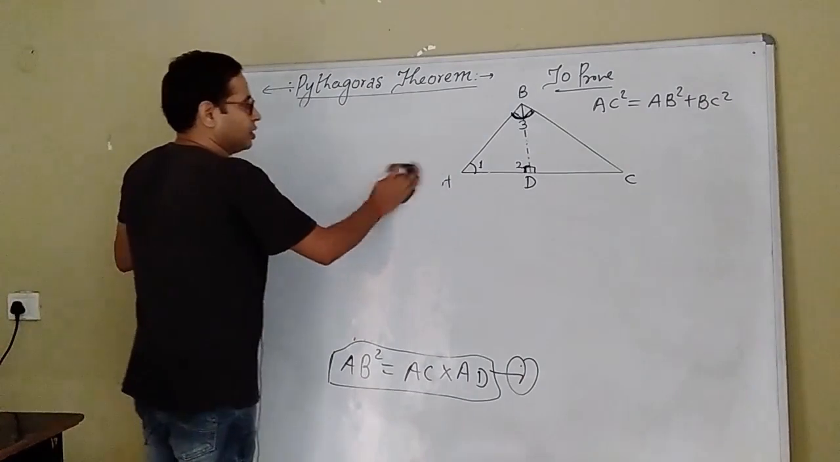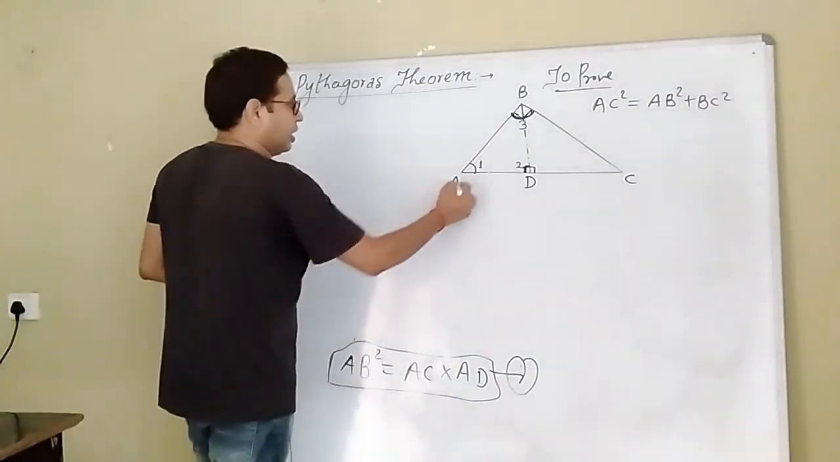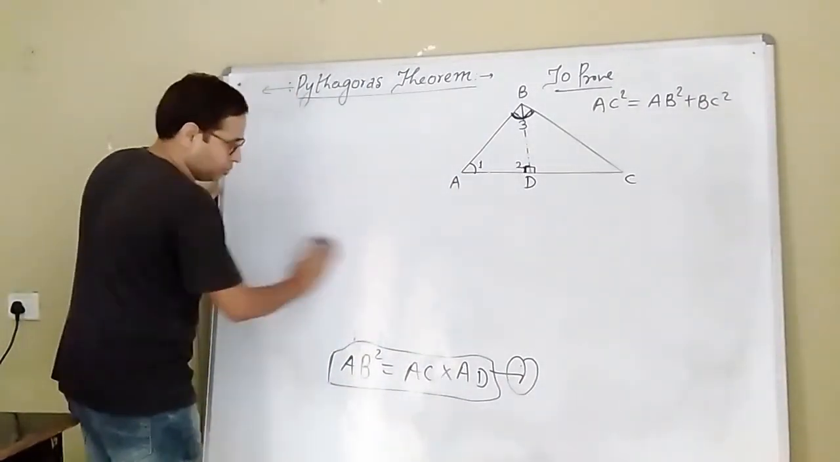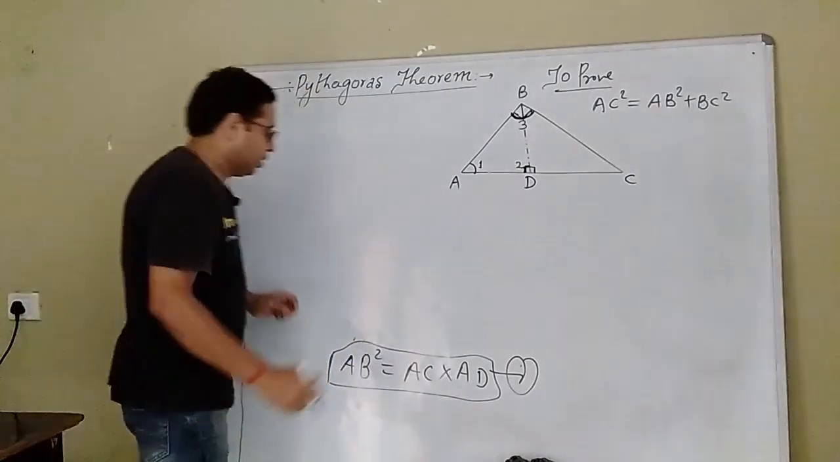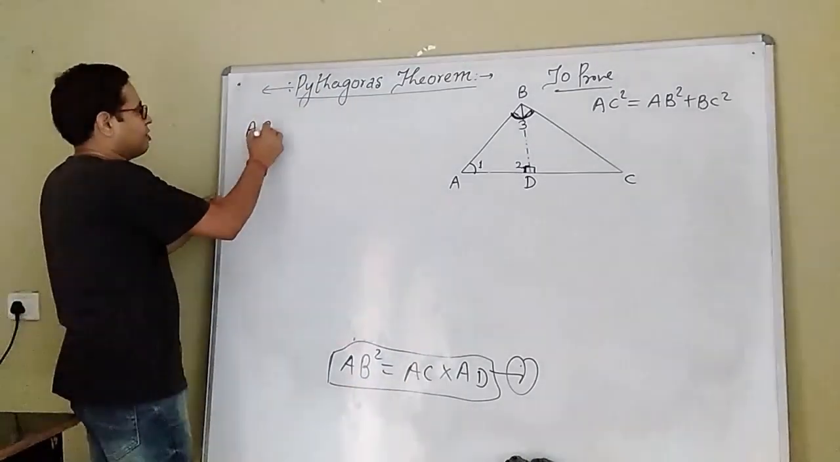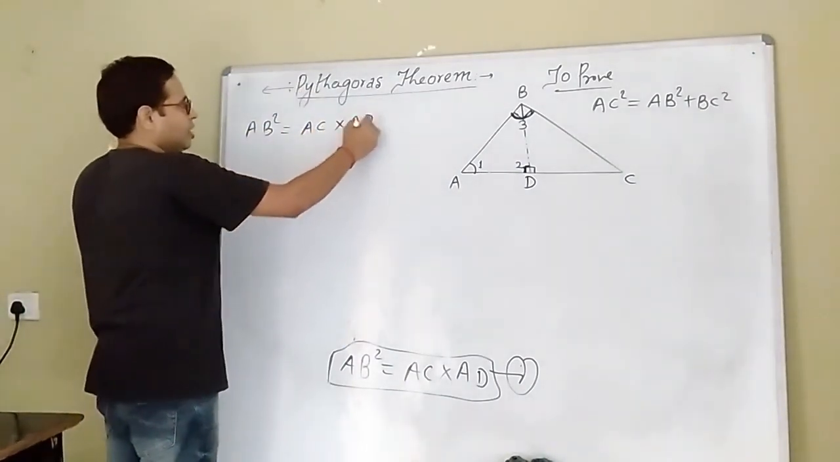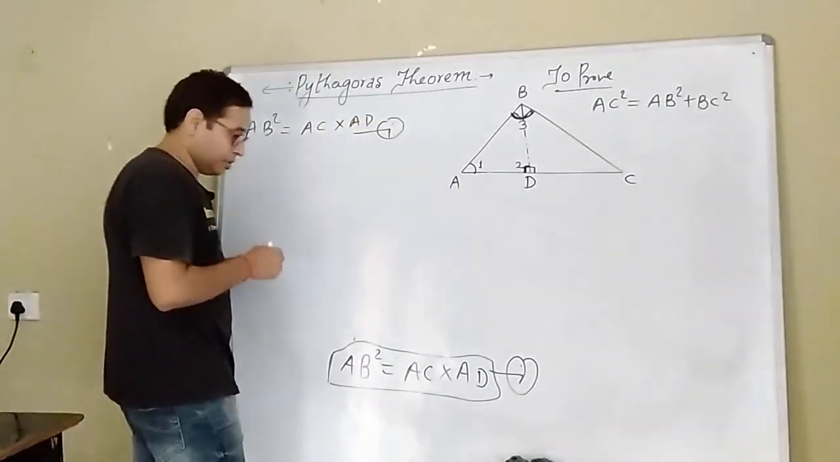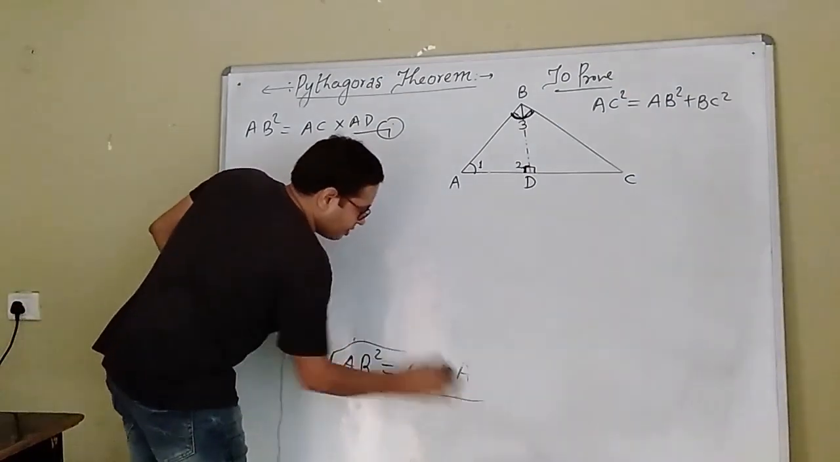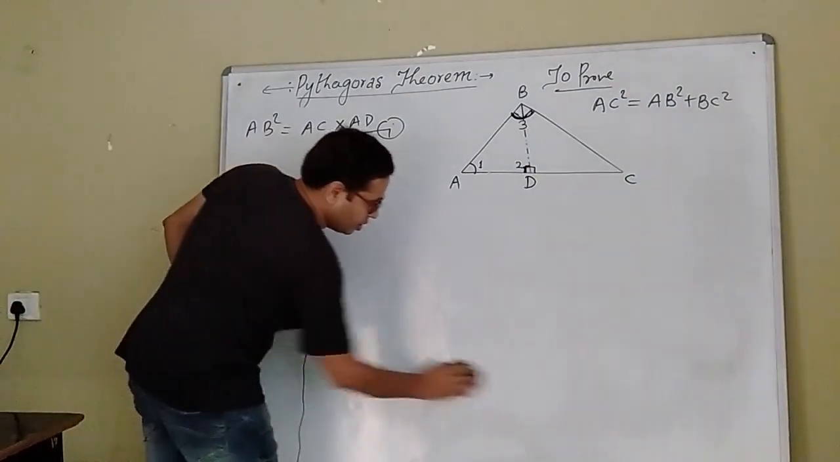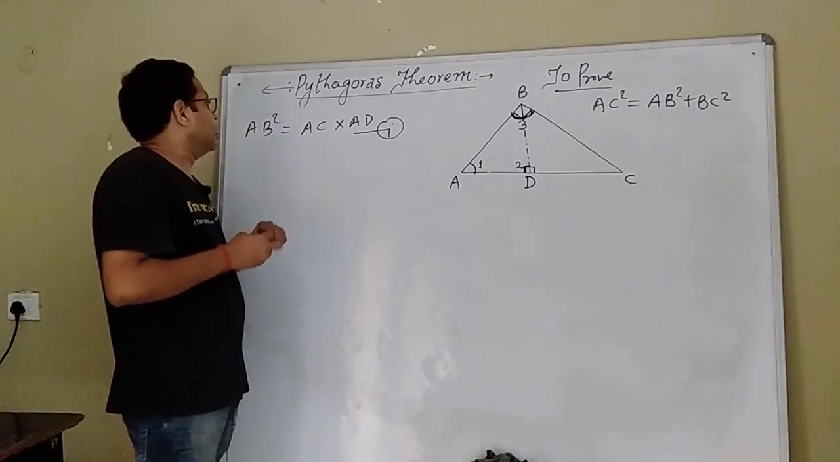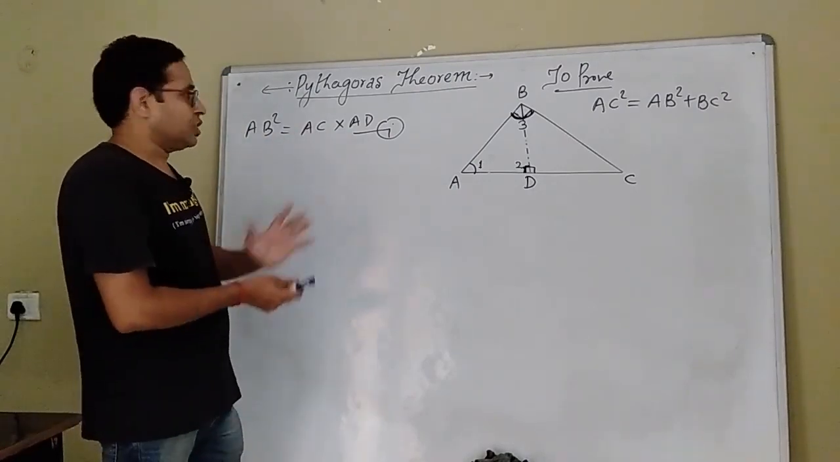Better note karte yaar, nahi to confusion ho jayega. Theek hai? Try to understand things and note it down. So we'll write this equation, that is AB square equals AC into AD. This was equation number 1. Isko ab rub kar denge, so that I get enough space to write. Okay. So, first equation we have got.